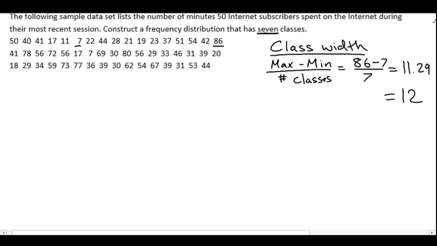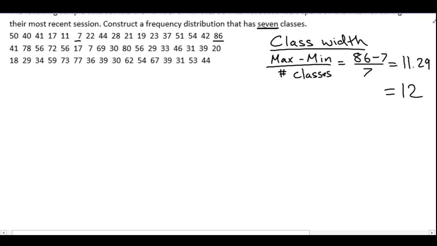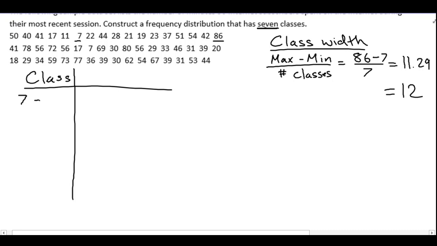So looking at this right here, we're going to set this up. These are the classes that we're going to have. The classes start off with the smallest value that you have, which in this case is 7. And it's going to go up 12 each time. So you could count this out: 7, 8, 9, 10, and so on and so forth, all the way up to the next one. That's going to take forever for you to get through all 7. It's kind of a pain that way.